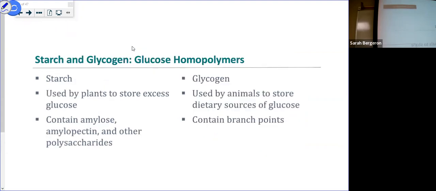So now we're going to switch a little bit, and we're going to talk specifically about some storage sugars, right? So starch and glycogen. Starch is in what? Right, this is storage. Storage sugars.